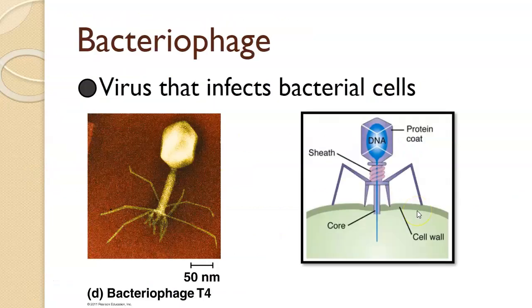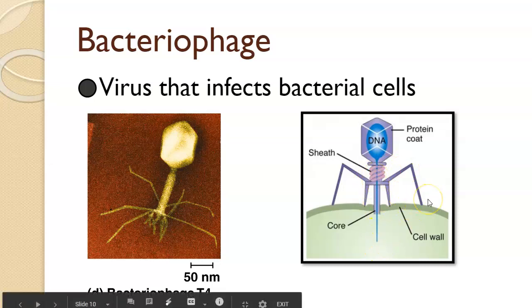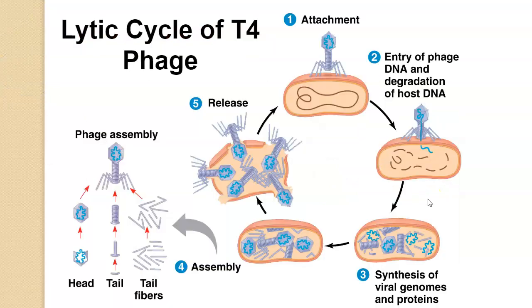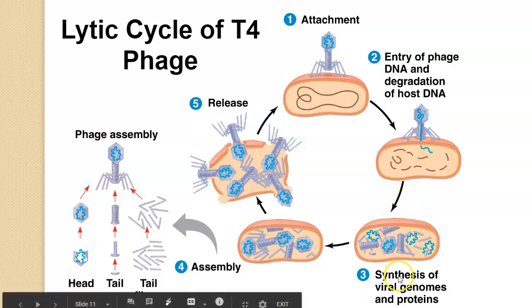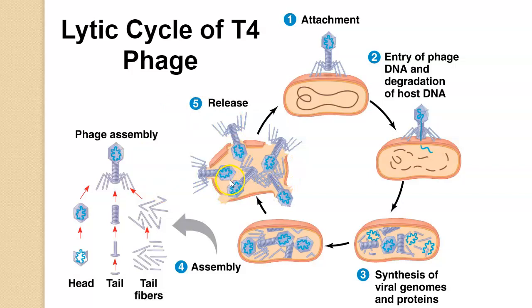So a bacteriophage, here's an example, is a virus that infects bacteria specifically. You can kind of see it latches on and then injects its DNA into the cell. In terms of its infectious stage, it attaches, it injects its DNA. The capsid and viral pieces are all put together, it assembles, and then eventually it bursts out of that bacteria and goes on to infect other bacteria.